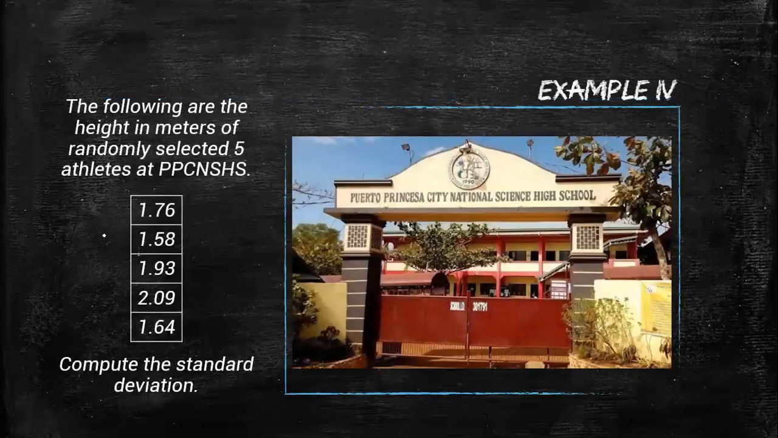Okay? Sige, ito. So, the following are the height in meters of randomly selected 5 athletes at PPCNSHS. So, we have 1.76, 1.58, 1.93, 2.09, and 1.64. Compute the standard deviation. Question, is this a statistic or a parameter? Sige nga, 20 seconds sa chat. Okay, timer starts now.